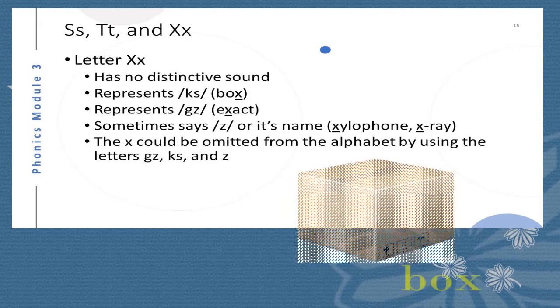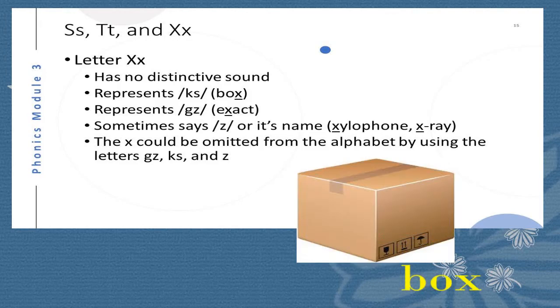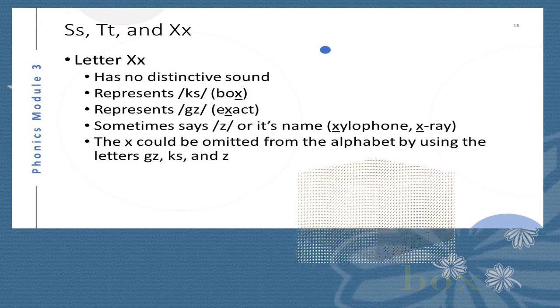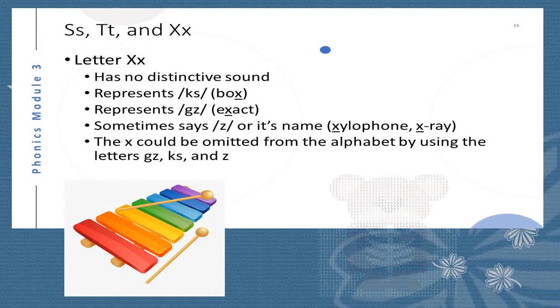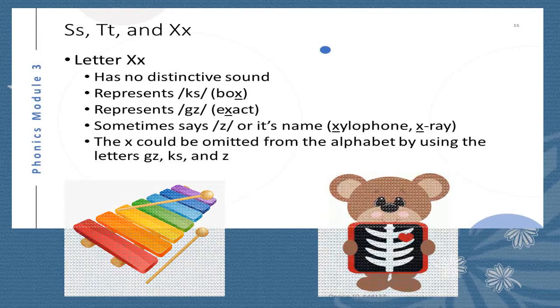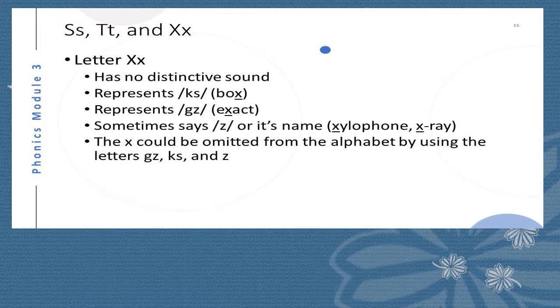Pronounce this word aloud. The letter X represents the sounds we associate with KS, as in box, or GZ, as in exact. We often interchange them. We are apt to use GZ when X appears between two vowel phonemes. Sometimes it says Z, as in xylophone, or its name, as in X-ray. Technically, the X could be omitted from our alphabet by using the letters GZ, KS, and Z.